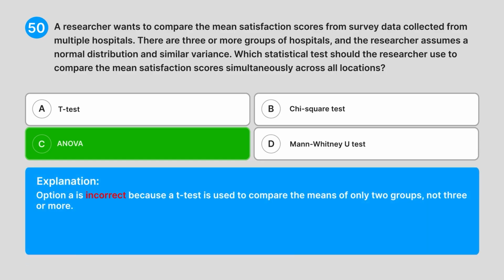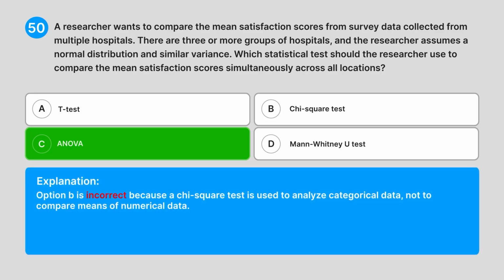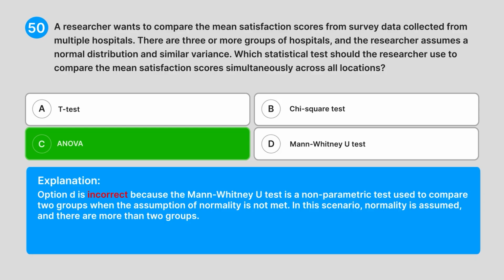Option A is incorrect because a t-test is used to compare the means of only 2 groups, not 3 or more. Option B is incorrect because a chi-square test is used to analyse categorical data, not to compare means of numerical data. Option D is incorrect because the Mann-Whitney U-test is a non-parametric test used to compare 2 groups when the assumption of normality is not met. In this scenario, normality is assumed, and there are more than 2 groups.